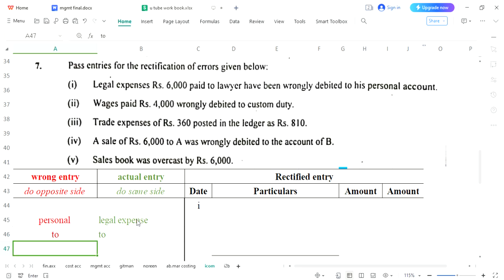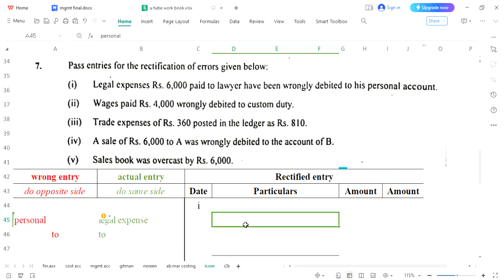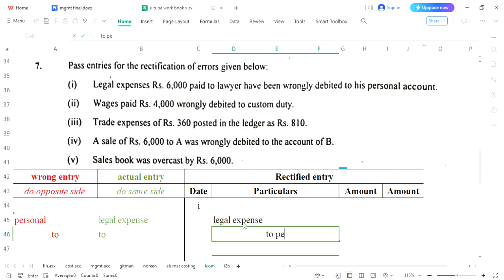So that's our mistake, and as usual I have told you that the original entry would be at the same place. Like this entry, if it is debit, do it in debit. If it is debit in the wrong entry, do it on the opposite side, that means credit. So legal expenses are debit. We are going to write legal expenses on the same debit side, and personal account would be written on the opposite side. In this way, our entry has been completed, and what we will say: wrong entry in personal account now rectified.